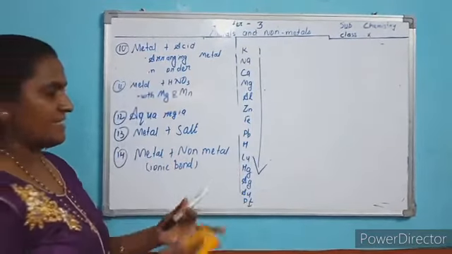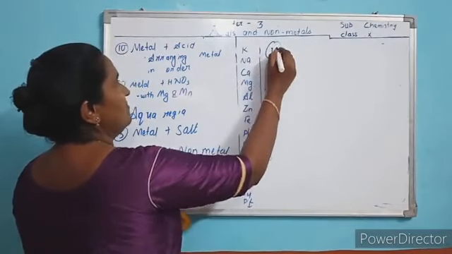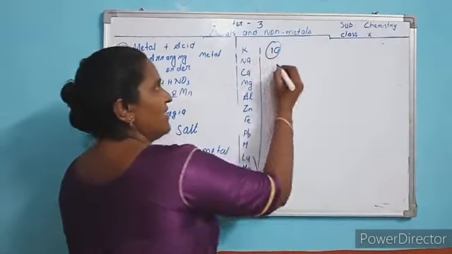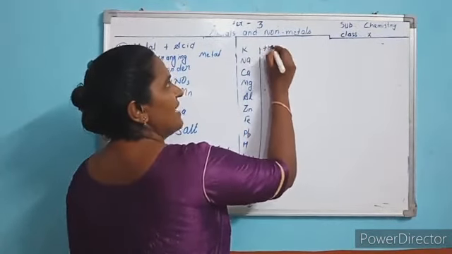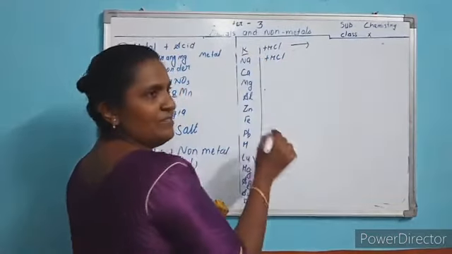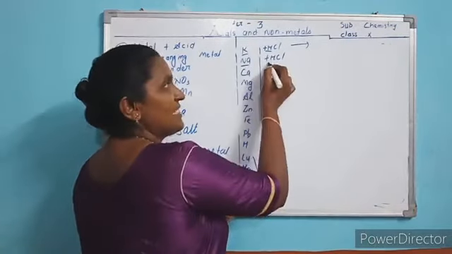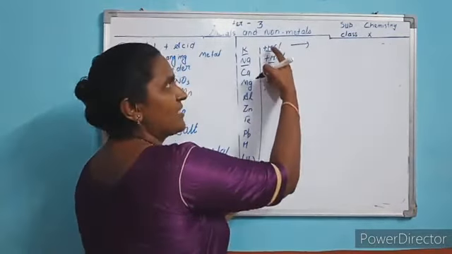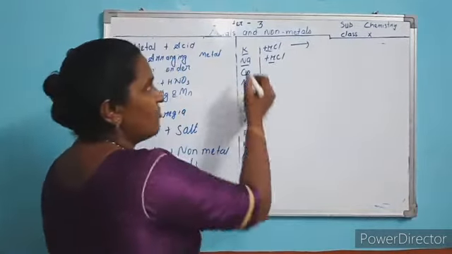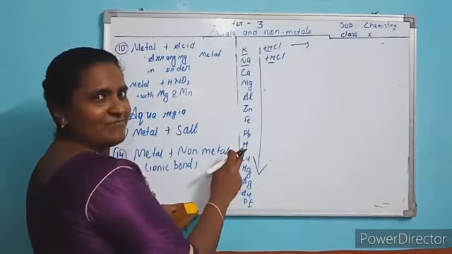First one is metal with acid. Question number 10: how does metal react with acid? Potassium metal reacts with acid. What will happen? This is a metal. This is hydrogen ion, the compound with H plus and Cl minus ions. Look at the metal. Metal is top in the series. Hydrogen is lower in the series.